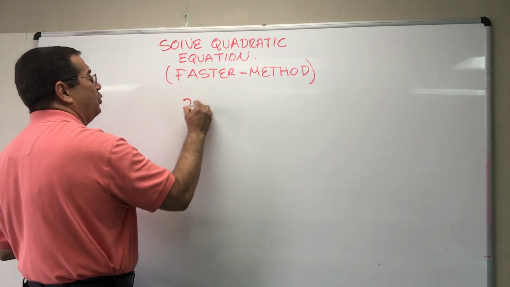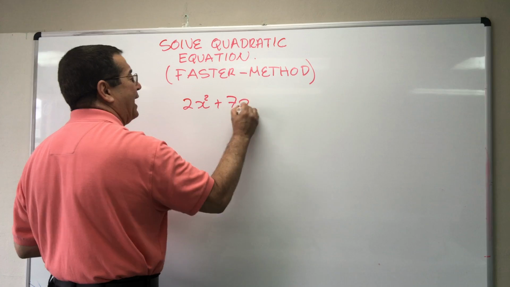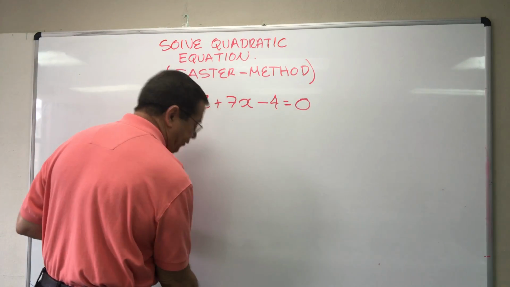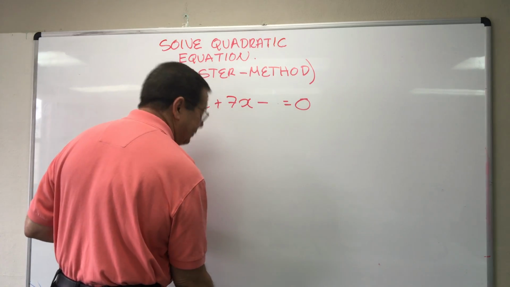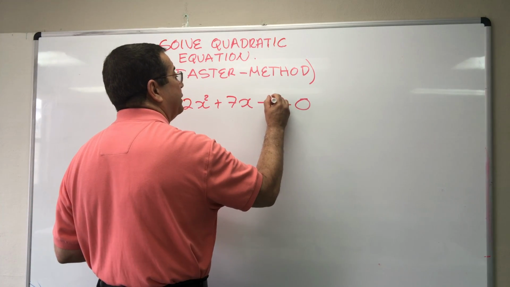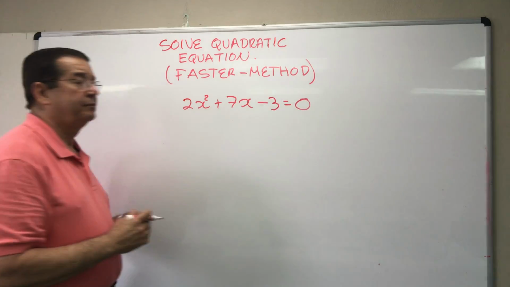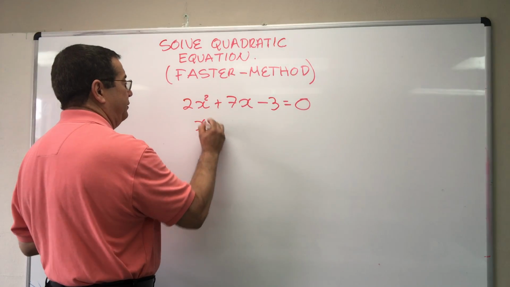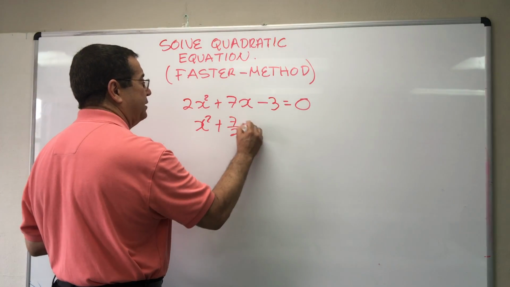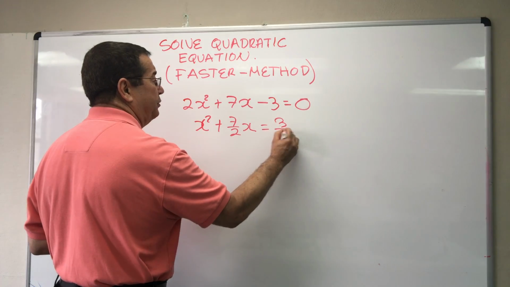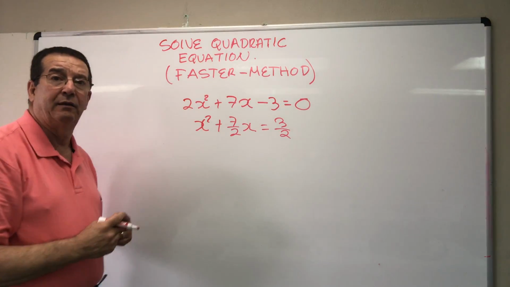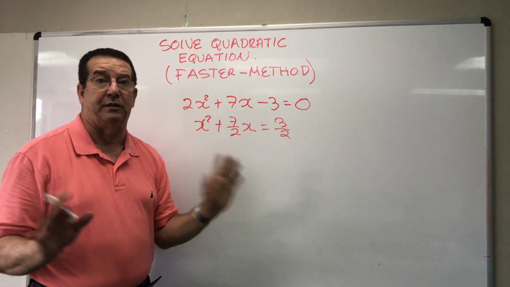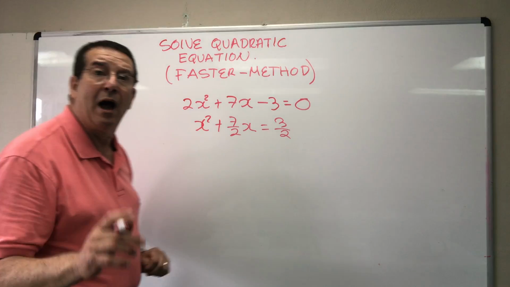You have 2x squared plus 7x minus 4 equals 0. I'm going to write 4 here, and here, for example, it's going to be 3. You divide by 2, no? x squared plus 7 over 2x equals 3 over 2. You divide by 2 and move 3 to the other side. It's negative, and when you move it, it's positive. It's very easy.